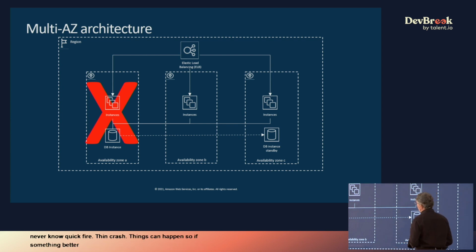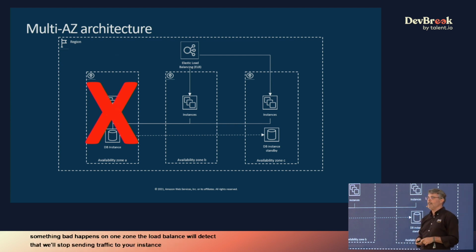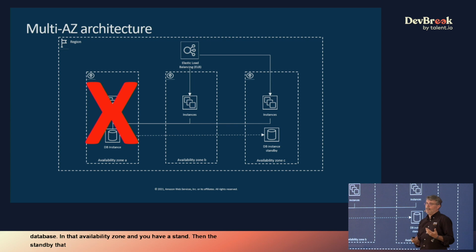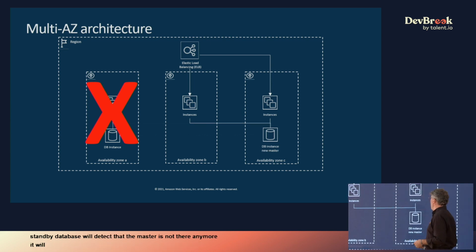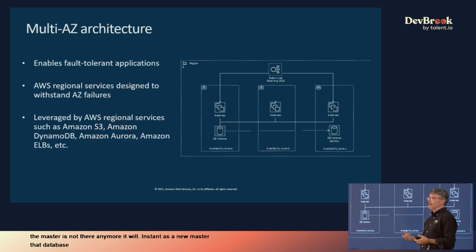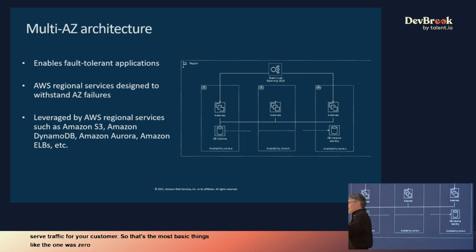So if something bad happens in one availability zone, the load balancer will detect that and stop sending traffic to your instance. If there is a database in that availability zone and you have a standby, then the standby database will detect that the master is not there anymore. It will instantiate as a new master database and continue to serve the traffic for your customers. So that's the most basic thing, the ABC of high availability in the cloud.